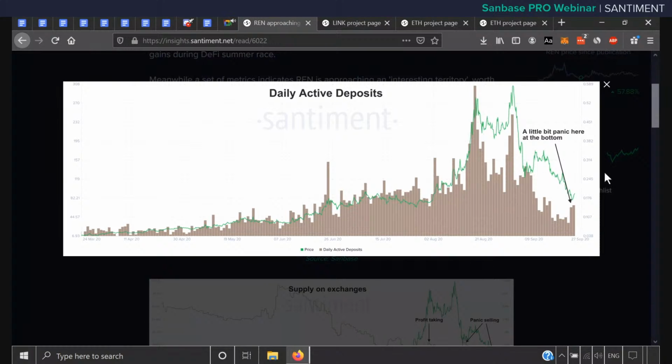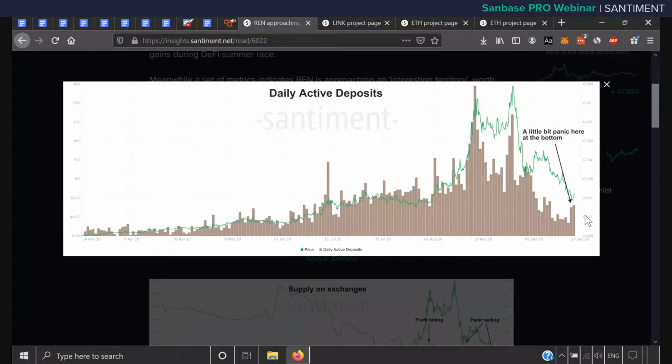We are seeing a little bit of panic selling at a local bottom for REN. Obviously, there has been a massive uptick in daily deposits during both of REN's August and September price tops, respectively. Even here during the June rally before the consolidation started, we had a massive rise in daily deposits. However, seeing these mini spikes in daily deposits during these downtrends tends to indicate that there is in fact a little bit of market pain, a little bit of uncertainty and FUD.